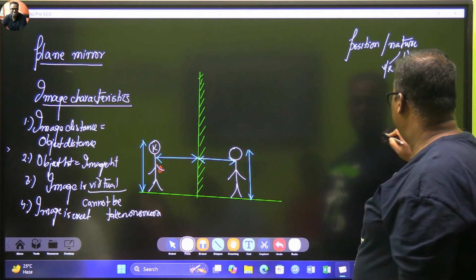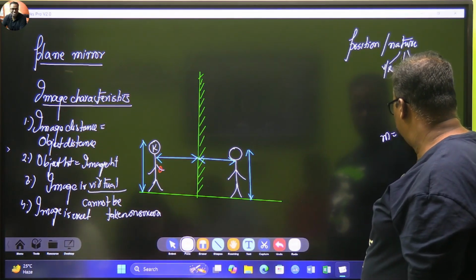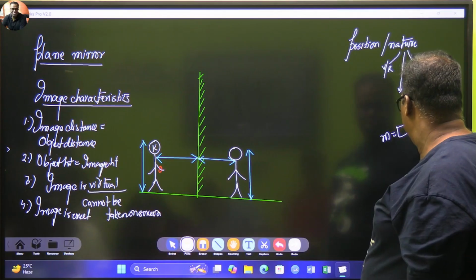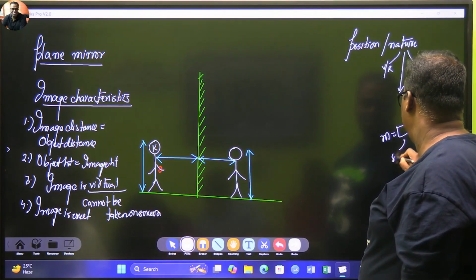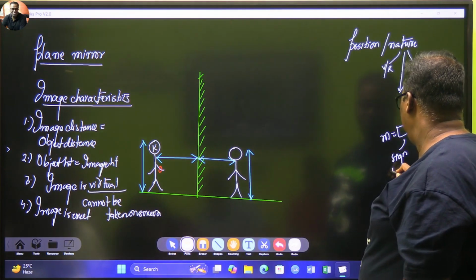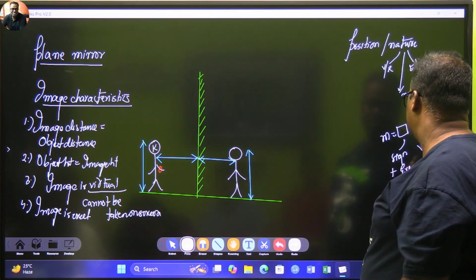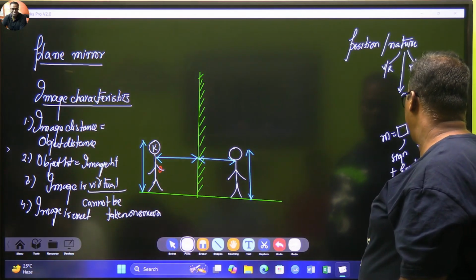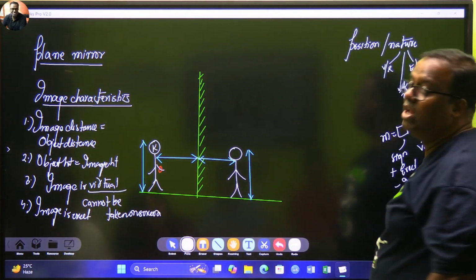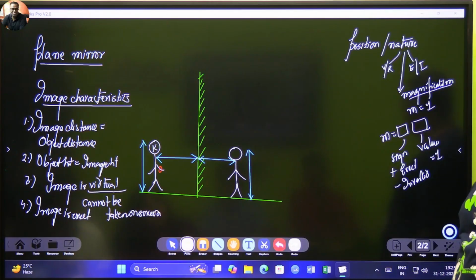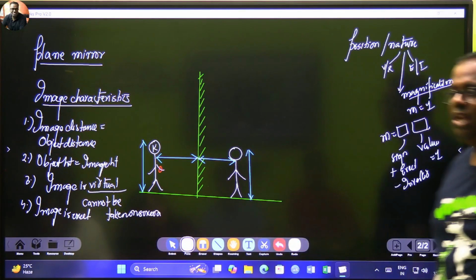Magnification is always expressed in two items: a value and a sign. If it is plus, it means erect. If it is minus, it means inverted. If it is equal to 1x, 1x zoom means same size, life size.